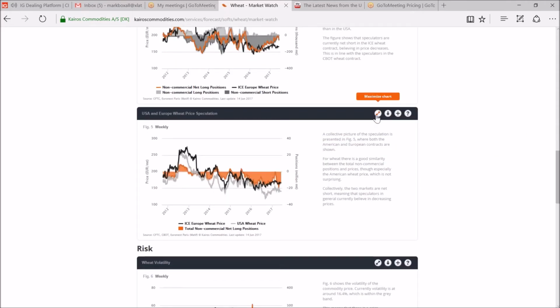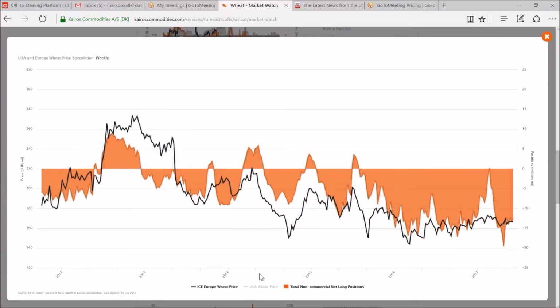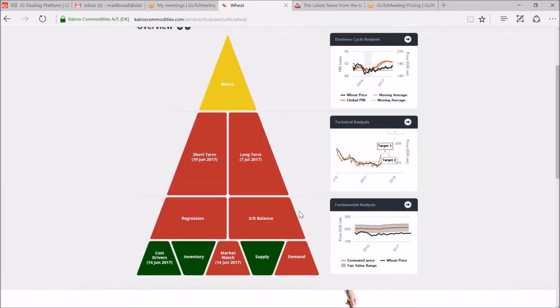So the second element we're going to take a look at is the action of speculators in this market, which can be very important. The orange area there is the net positions of speculators. Below zero means that they're short, and they're actually at record historical short positions, expecting the price to drop. However, that short position has been diminishing, and if the price of wheat does in fact increase, it could create a stampede which magnifies the price further.